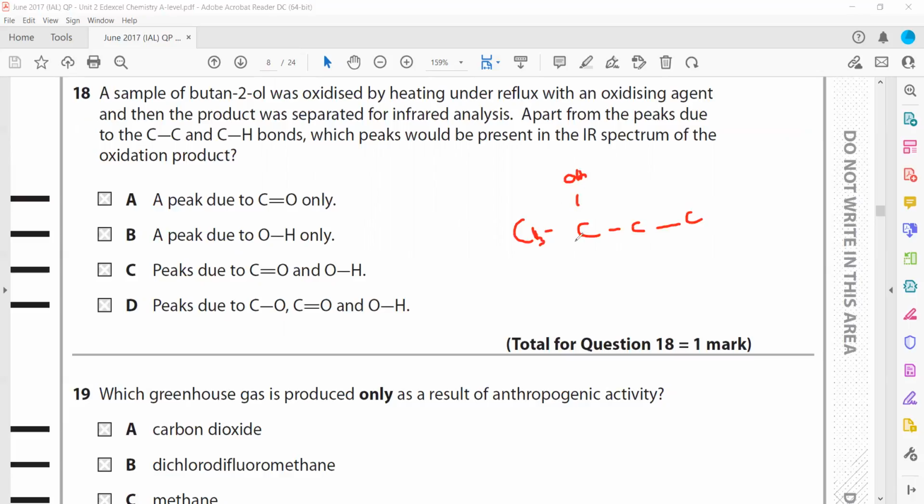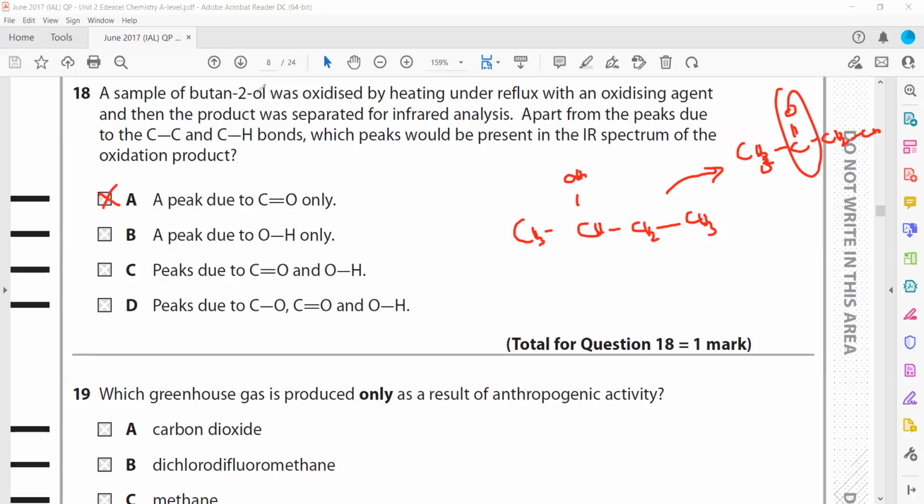So it means it is a secondary alcohol. If it's a secondary alcohol, it will be oxidized to a ketone. So it will produce butanone. So how can we identify it's butanone? Because butanone will have only C double bonded with O. There is no other peak, so only C double bonded with O will be there. That's why A is the right answer.